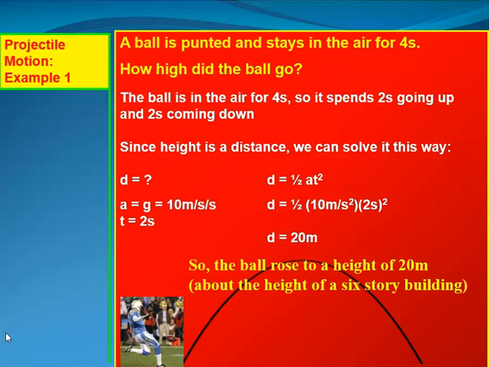Since height is a distance, we can solve it this way. Distance equals one half acceleration, which is g in this case, gravitational acceleration, times the time squared. So d equals 1/2 at squared, which is 1/2 times 10 meters per second squared times 2 seconds, and then you square the 2 seconds. That gives you 20 meters. So the ball rose to a height of 20 meters, about the height of a 6-story building.